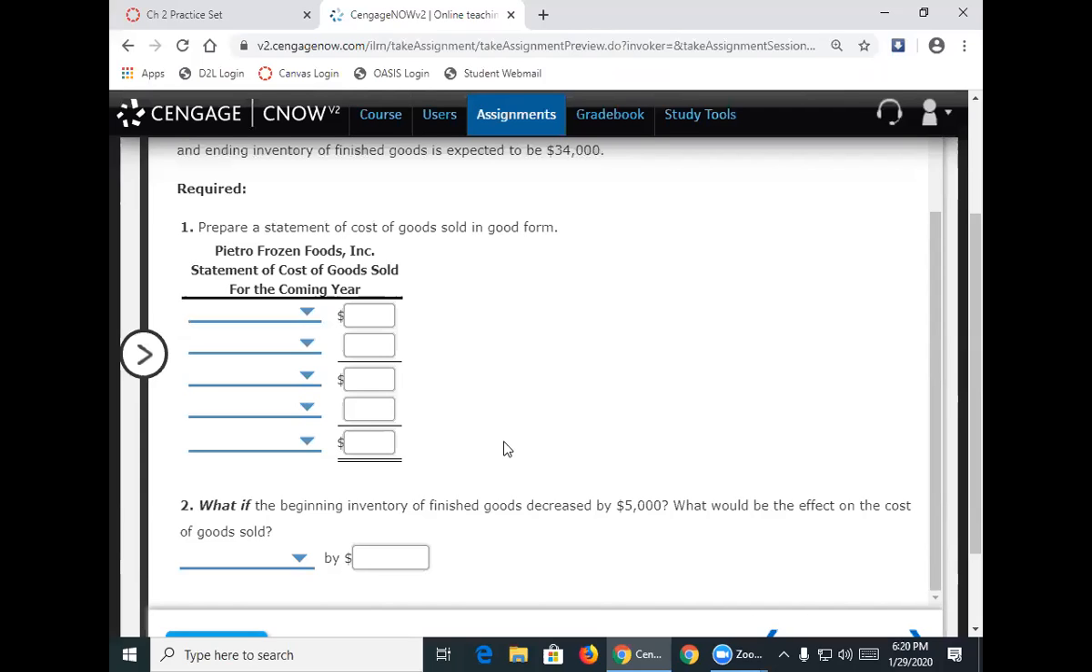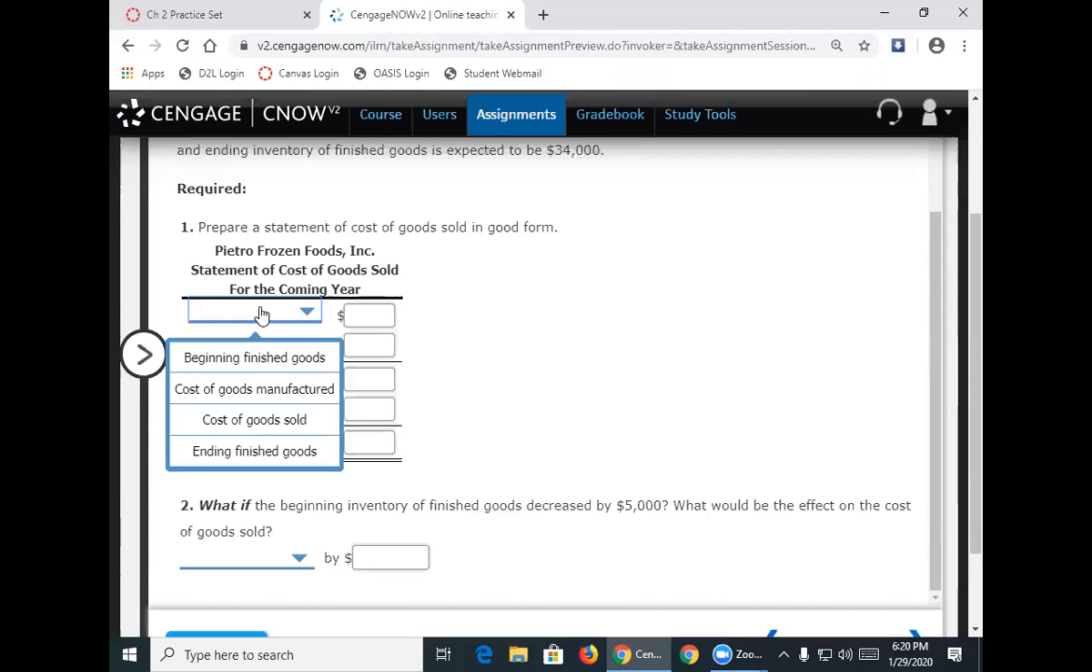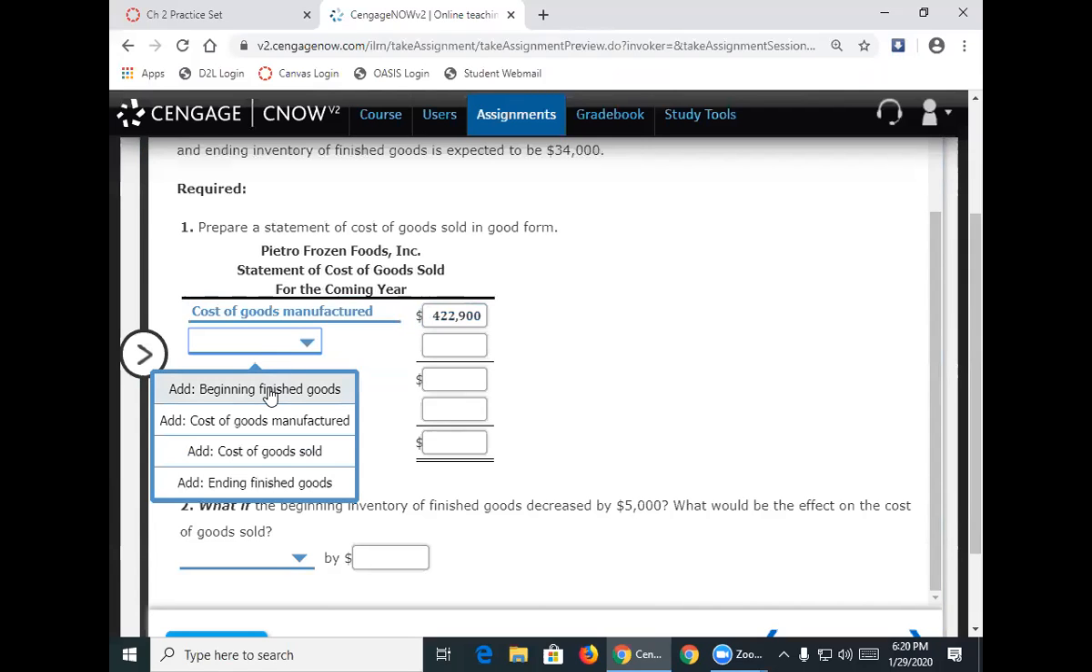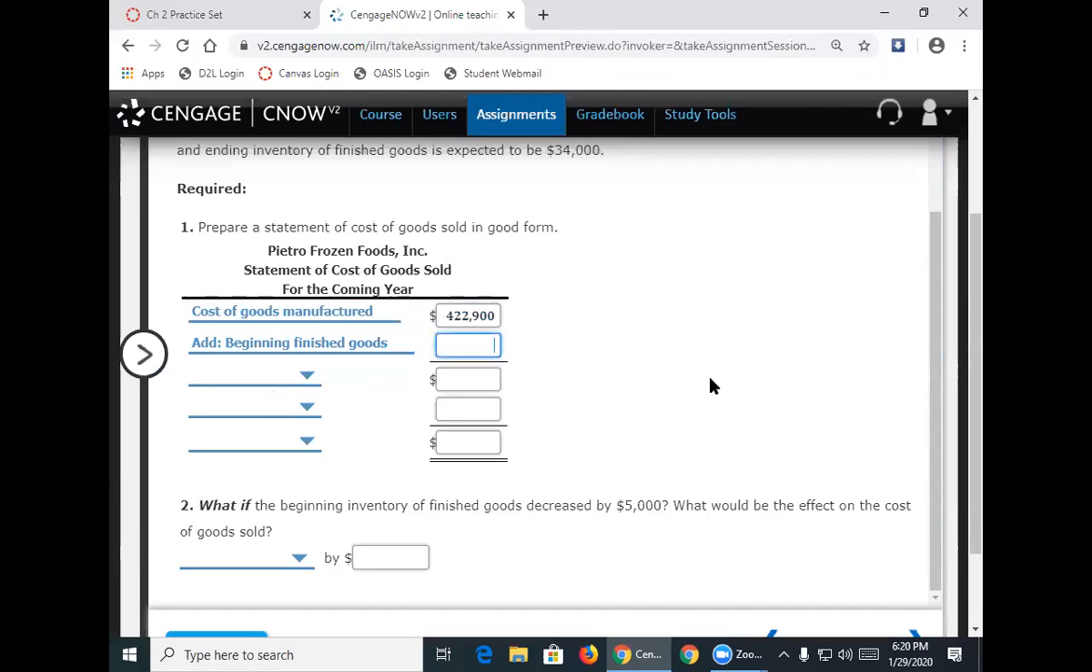So that's when you can just do the two T accounts, you know, put all the information in, balance them, and calculate your cost of goods manufactured. Okay. So statement of cost of goods sold, we start with cost of goods manufactured, which again, in this case, we already calculated for $22,900. We add in the beginning balance, which is $42,500. That tells us our total cost of goods available for sale.